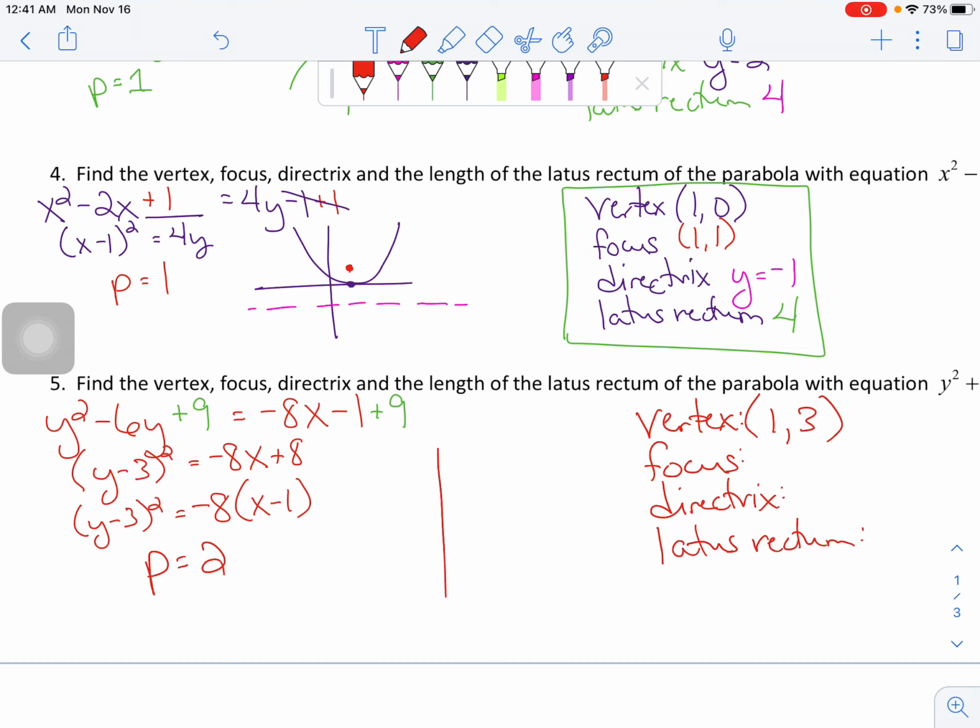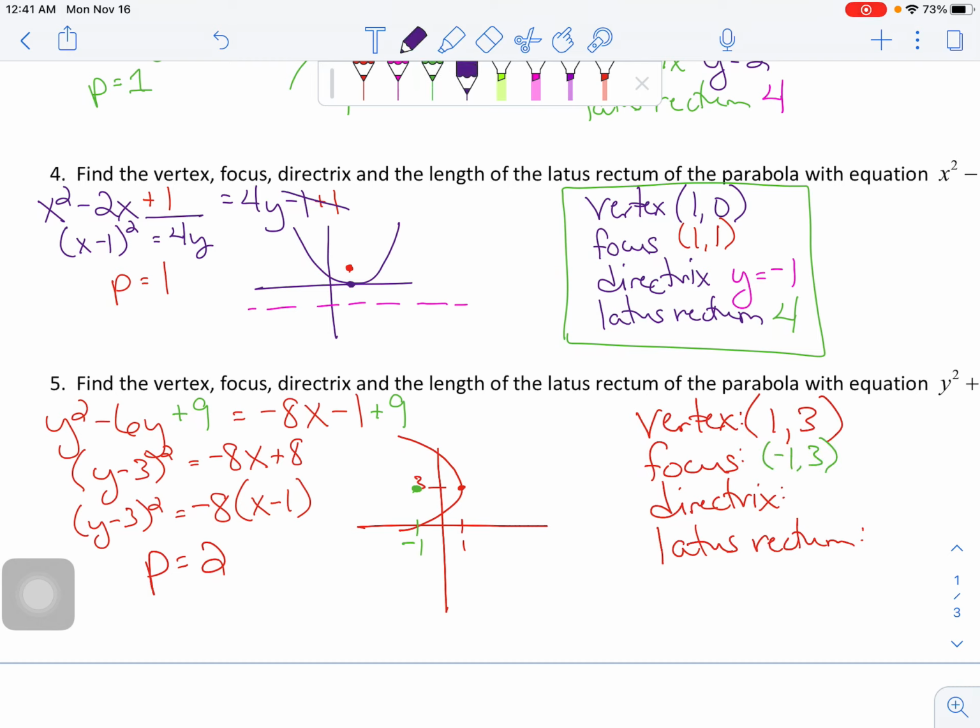All right, let's put a little pretty picture to go with this problem here. We have a vertex of (1, 3). So (1, 3), okay. This is y squared and negative, so this means it opens to the left. So I need to count 2 units to the left of my vertex, which will get me a focal point of (-1, 3).